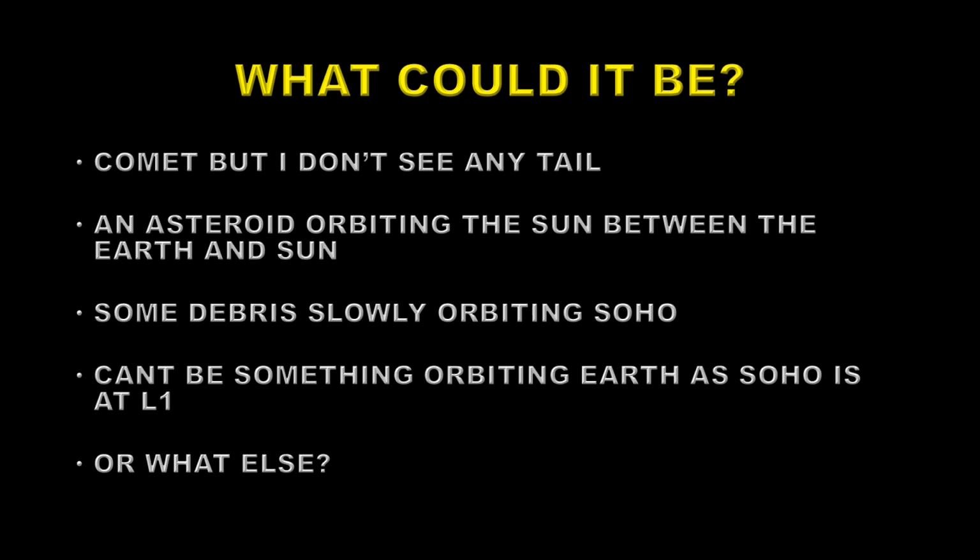It can't be something orbiting the Earth, as SOHO is at L1, but that's the gravitational neutral point between the Earth and the sun. So anything beyond that point is going to be orbiting the sun, not the Earth. Or it could be something else that I haven't thought of, and your ideas would be appreciated.